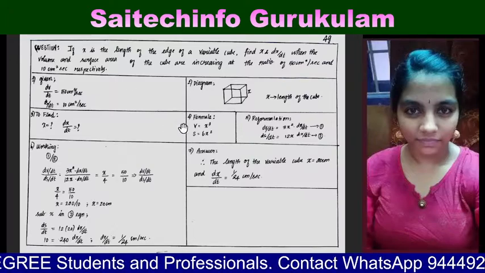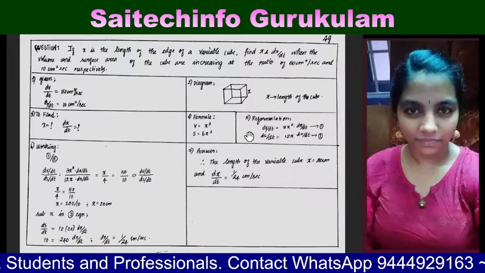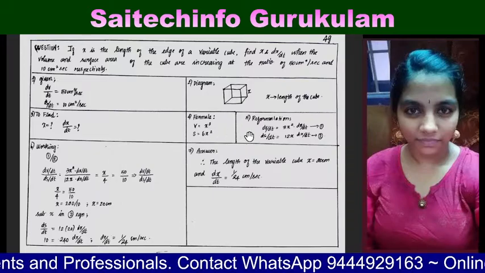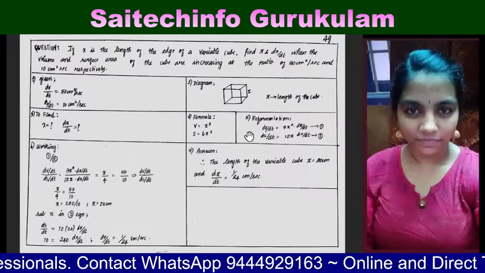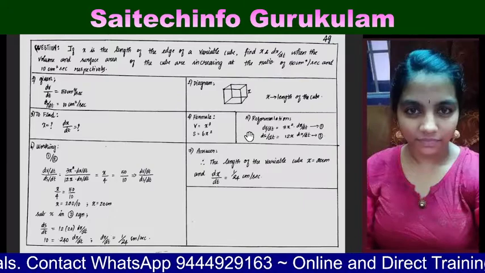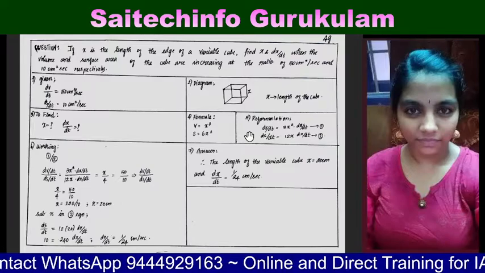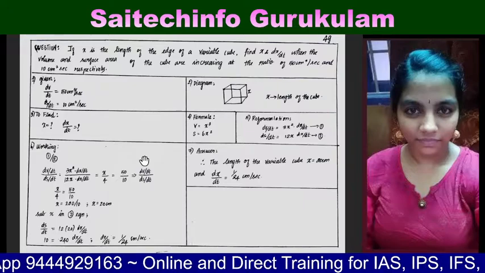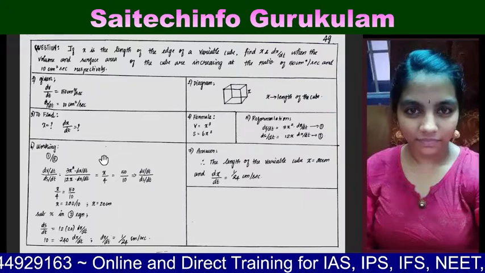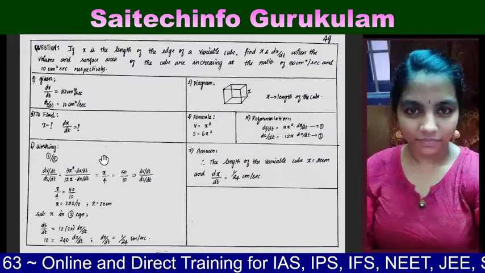In reformulation, I have done the differentiation with respect to t, that is dv by dt is equal to 3x square into dx by dt and ds by dt is equal to 12x into dx by dt. I am taking these two as equation 1 and equation 2. We are going to divide equation 1 by equation 2, as in the question they have given that they are increasing at the ratio of, ratio means we have to divide both.